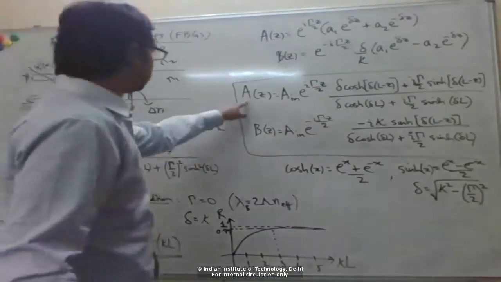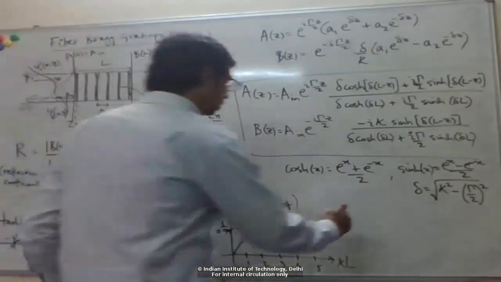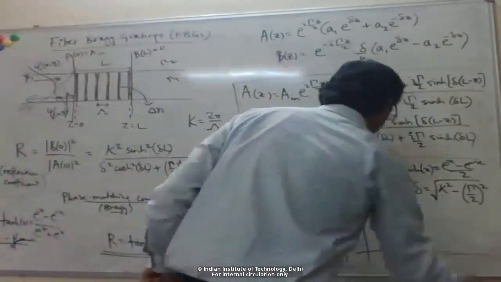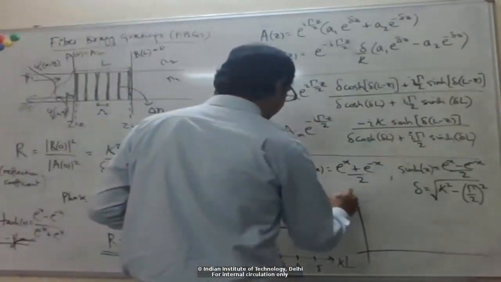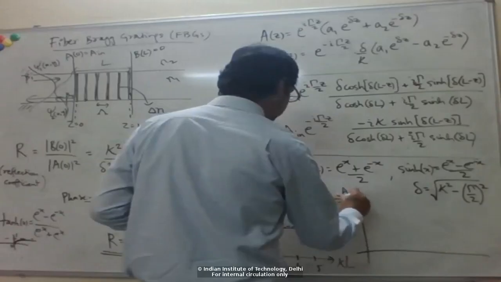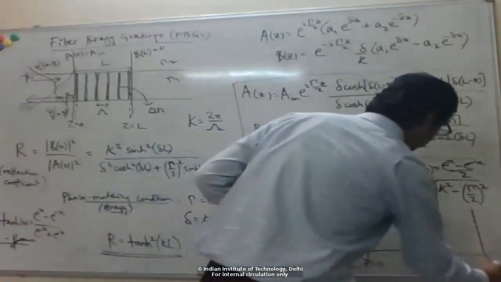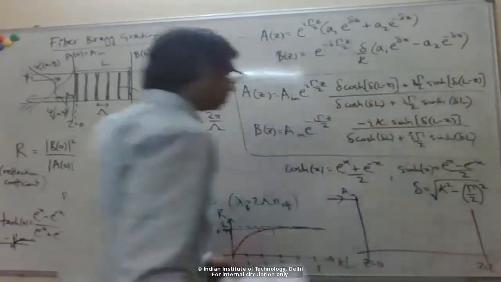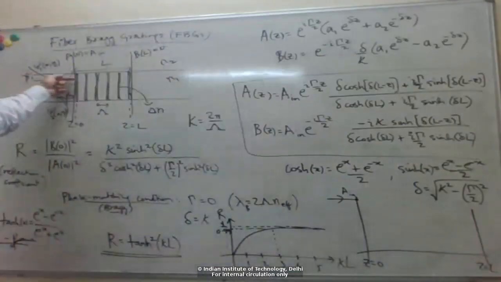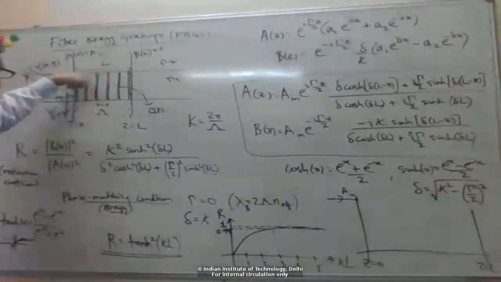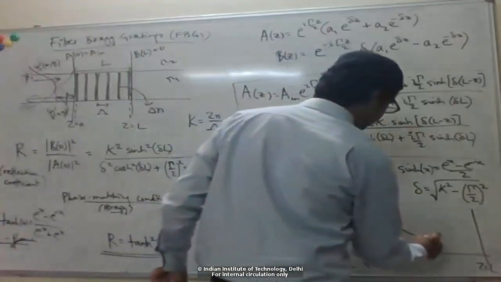Now let's look at how these amplitudes evolve within the coupling region. We send in some A from here, so this is A in. In the coupling region, this is z equal to 0, and this is z equal to L. In the coupling region, the forward wave scatters back into the backward wave. So the power in the forward wave keeps dropping.